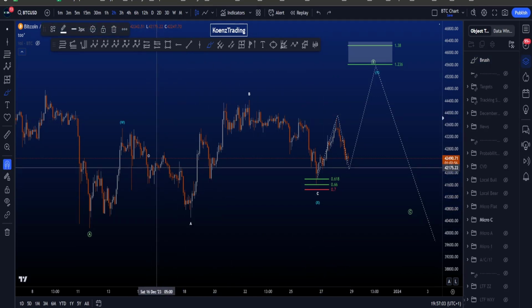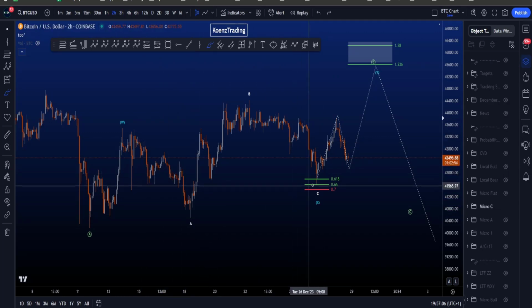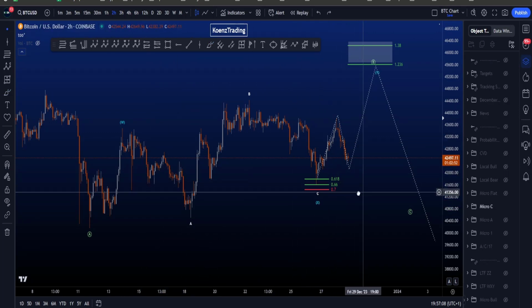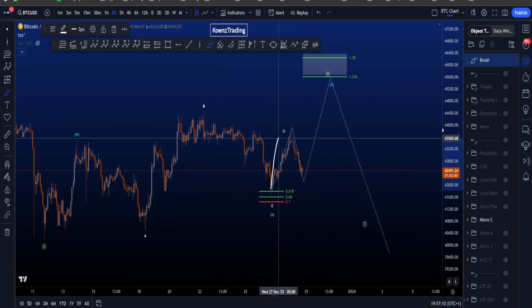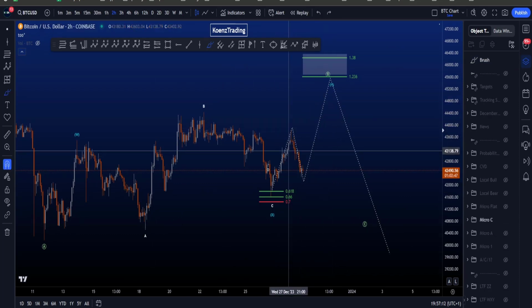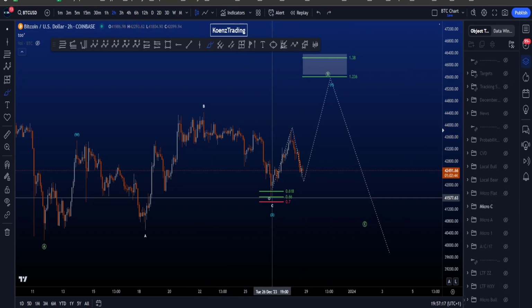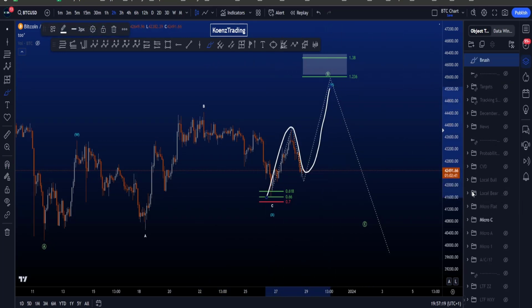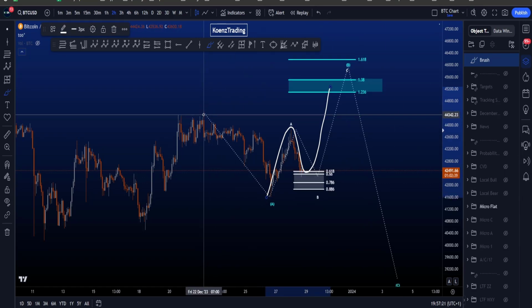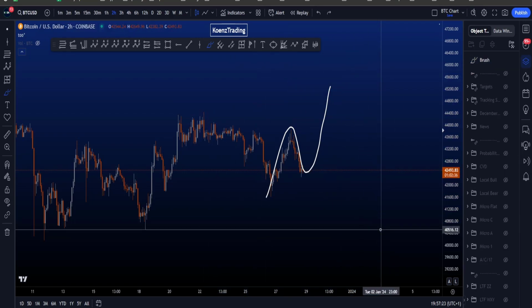Clearly, this wave A over here retraced very deep, lowering the probabilities of this scenario a little bit, but this is the only scenario then where we're looking for a 3-wave structure to the upside, with this move being a wave C. Another scenario that does have the same price structure to the upside is a flat structure here, which I showed in previous videos.